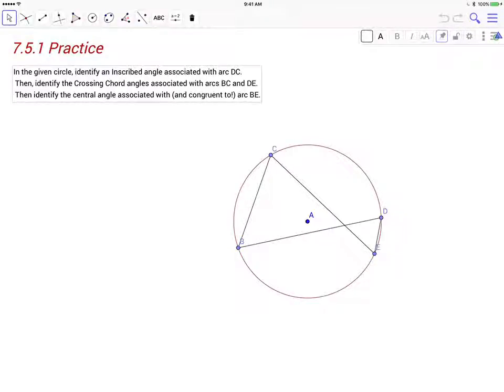This is 7.5.1 practice. So we have a circle here with a number of chords drawn in, and not everything is drawn in, so you may have to create some segments. In the given circle, we want to identify an inscribed angle associated with arc DC, then identify crossing chord angles associated with arcs BC and DE, and then identify the central angle associated with, and of course congruent to, arc BE.